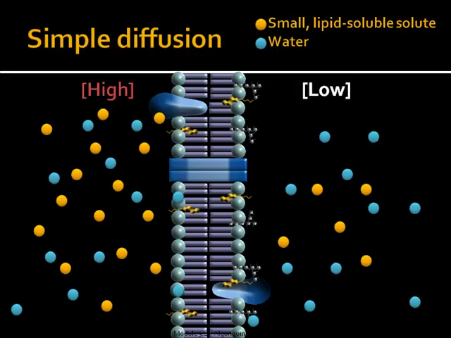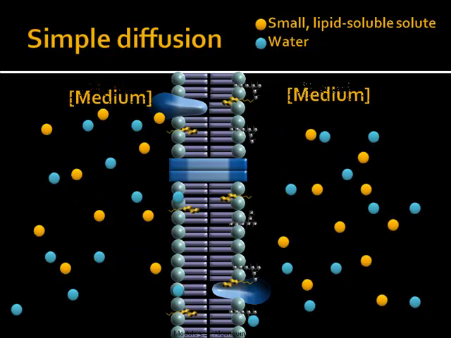Here we can see that the small lipid-soluble solute in yellow is able to move freely from the area of high concentration to the area of low concentration, thus equalizing the concentration between the two sides.